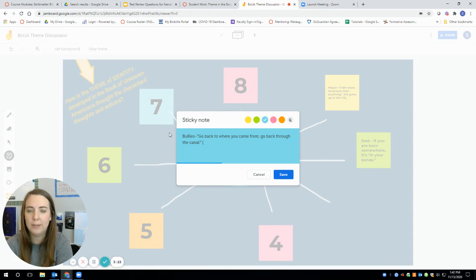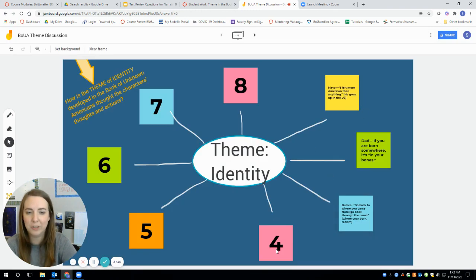So to the bullies, they're defining identity by where you're born, the idea that you can't ever change your identity, and they're also defining it by sort of a racist outlook. So there's some racism going on there as well. Our narrator still isn't sure who he is.